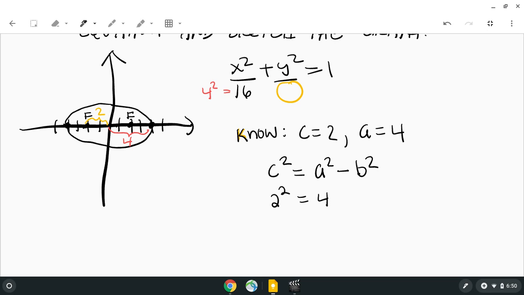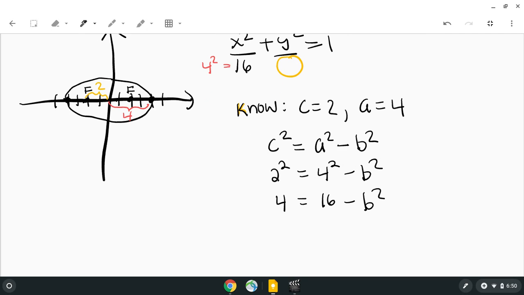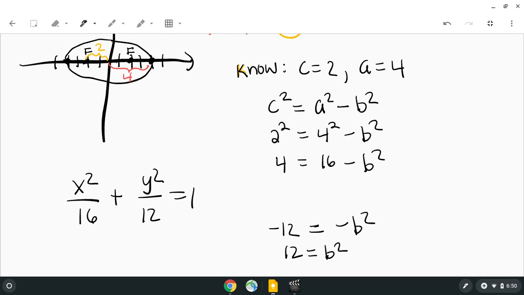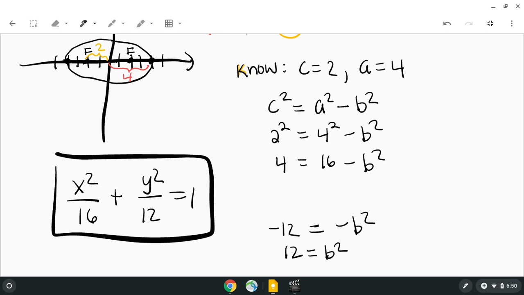2 squared equals 4 squared minus B squared. 4 equals 16 minus B squared. Negative 12 equals negative B squared. And I really only need B squared, so B squared equals 12. So then my equation is x squared over 16 plus y squared over b squared, which is 12, equals 1. Okay, so that's how you write the equation.